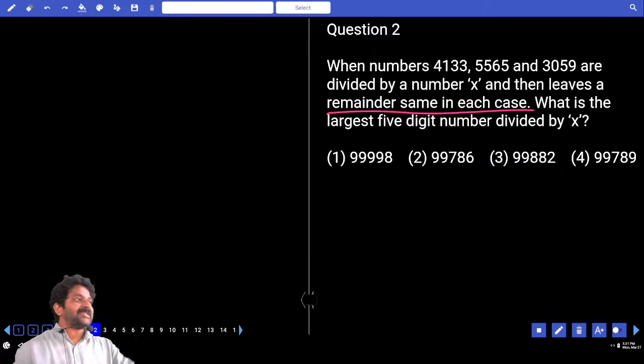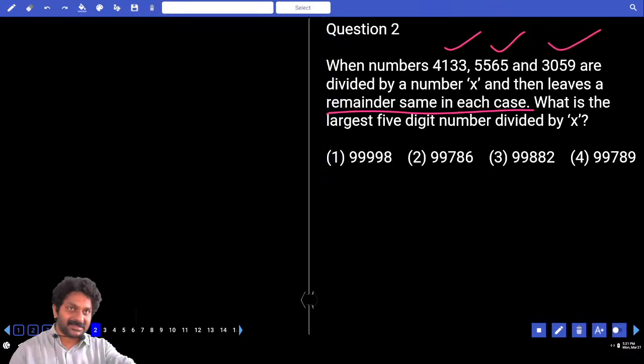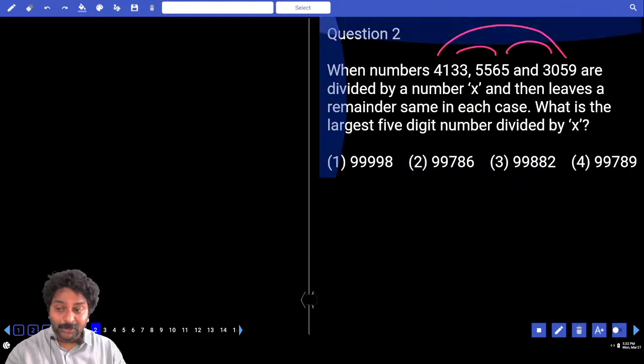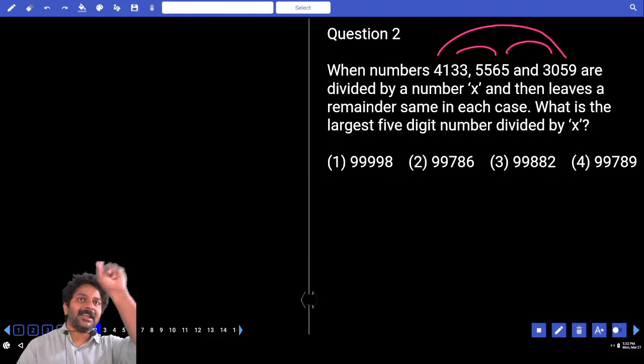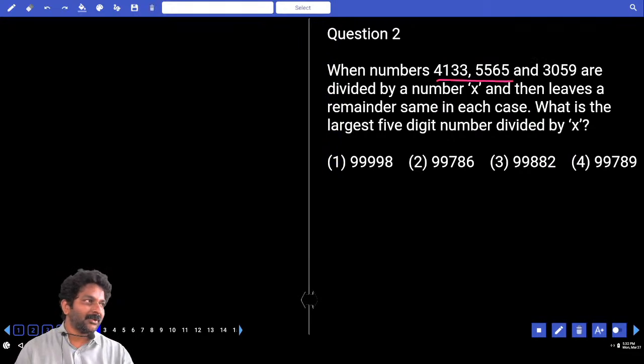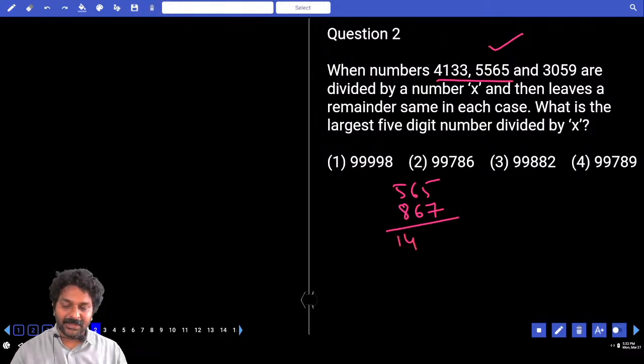So if that remainder is mentioned, you can directly subtract from all the 3 numbers. If remainder is not mentioned, but if they say we are going to have same remainder in each case, we need to take difference of two numbers and then calculate HCF for those 3 numbers. Let's identify difference for first 2 numbers. Second number is how much more than 5000? 565. First number is how much less than 5000? 8067. Difference in the sense sum of both the numbers, which is equal to 1432.